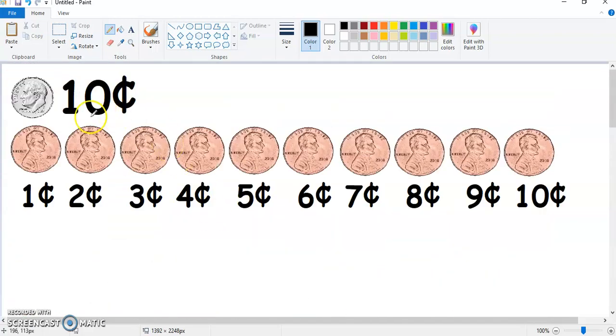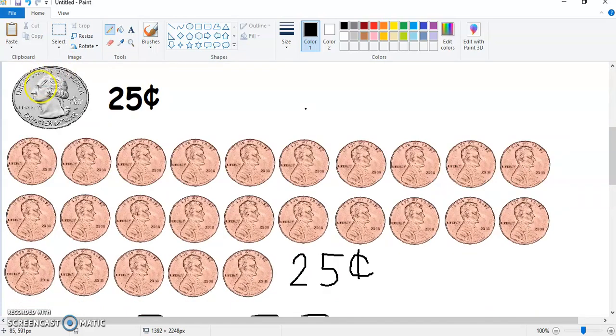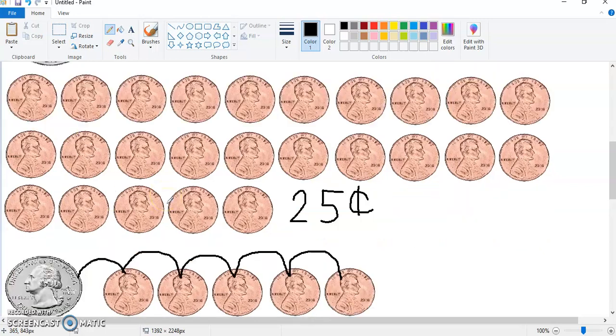Remember, friends, when we see a dime, we know that we don't have to count by ones. We just know that's a group of 10. When we see a quarter, we know that's a group of 25. We know that already. We don't have to count by ones. We know it's a group of 25.